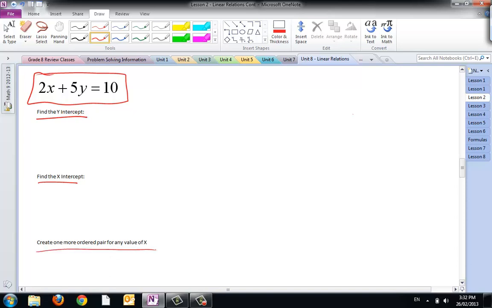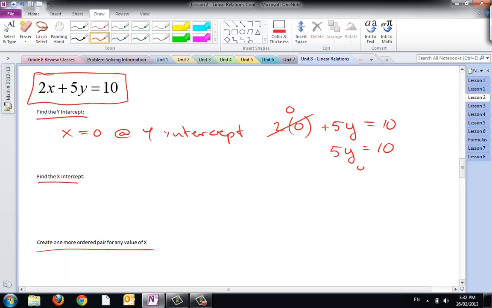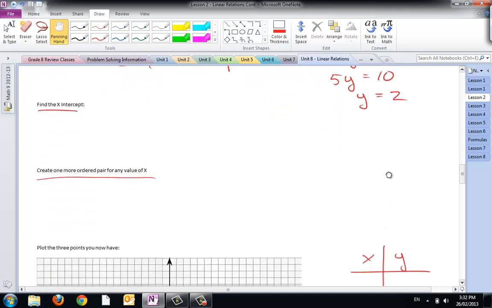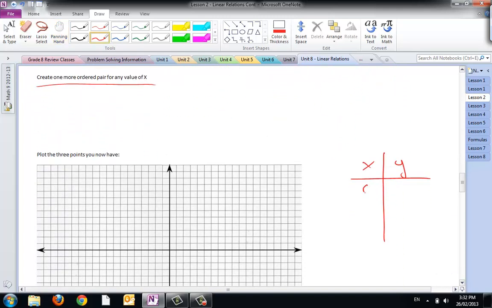Well, what do I know about the y-intercept? When a line crosses the y-axis, what is the value of x? The value of x at that point is going to be 0 at the y-intercept. So I could take 0, plunk that in where I see the x, and I get this. This basically is 0, so I get 5y is equal to 10. Therefore, y is equal to 2. So I can come back down to my little grid here, and I can say for a value of x of 0, y is equal to 2.